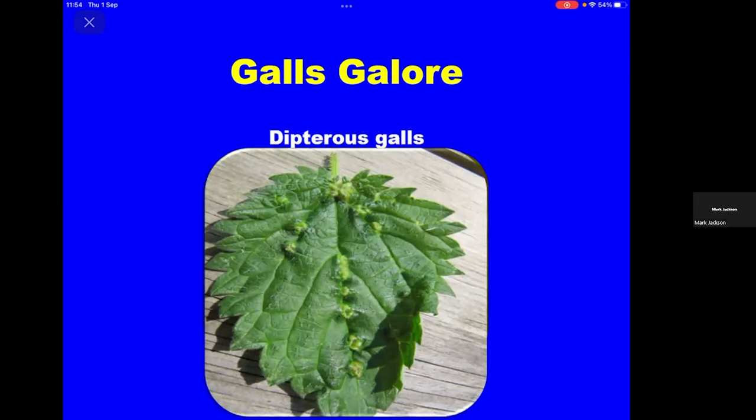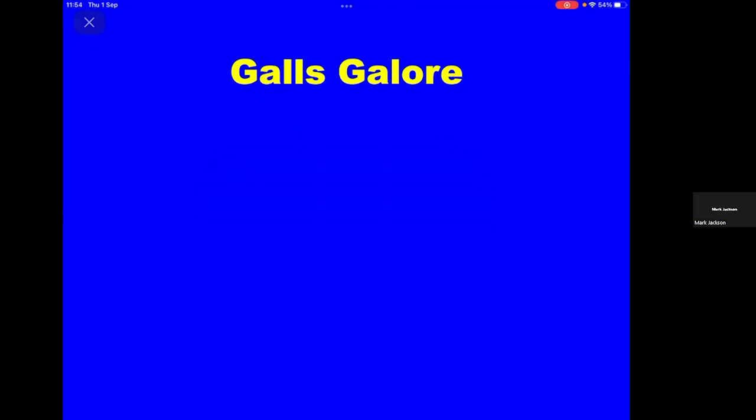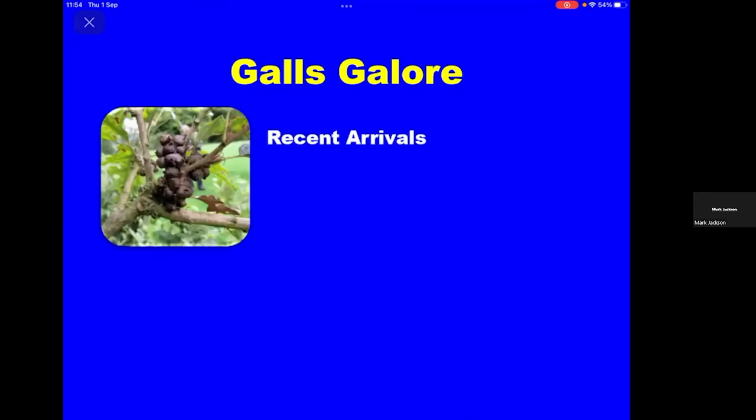Just a little bit more about galls themselves, then a bit about the sort of history and culture in relation to people and what we do with galls. Recent arrivals. This is Andricus grossulariae, sexual generation on turkey oak catkins. And just a word about these recent arrivals.